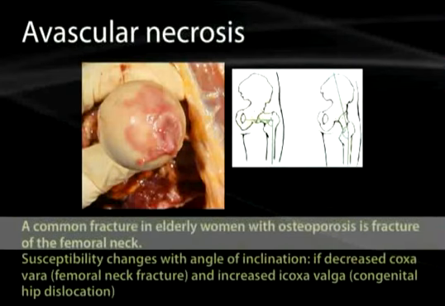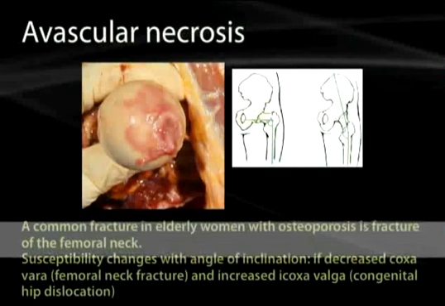What happens if these get blocked too quickly, if this is a fast process versus a slow process, or through damage of the vessels through femoral neck fractures, is you can get avascular necrosis.